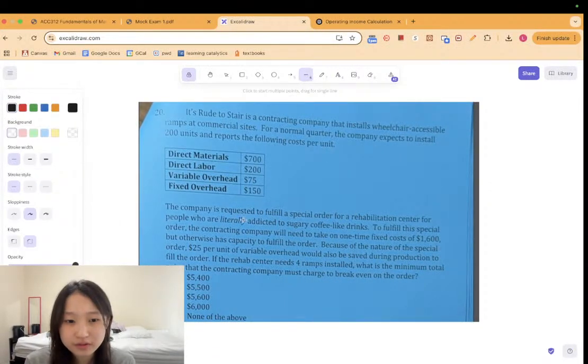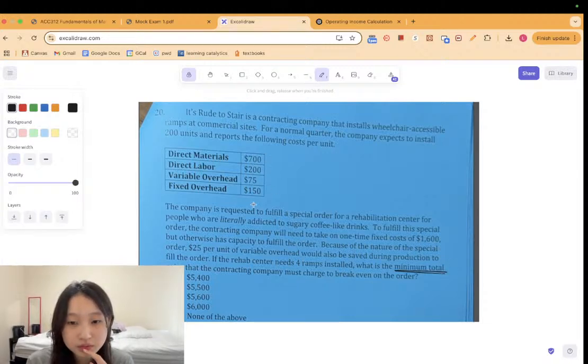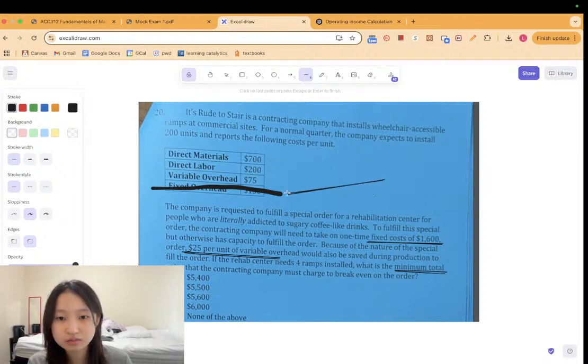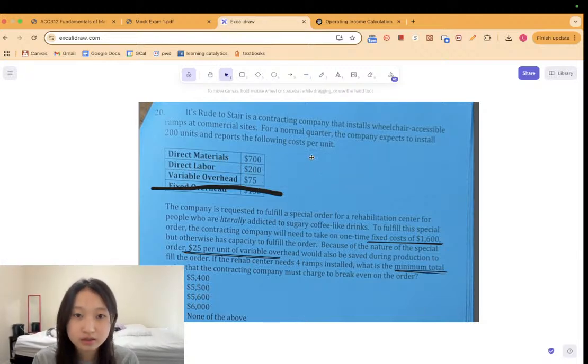So we're trying to find the minimum total price. And so when we're trying to find that, we want to ignore fixed costs because you're going to have to pay that regardless. So we want to identify the relevant information. In this case, this is relevant because that's different. This one is also relevant. So what we can do is add this, this, and this, and this. Okay. Let's do this.